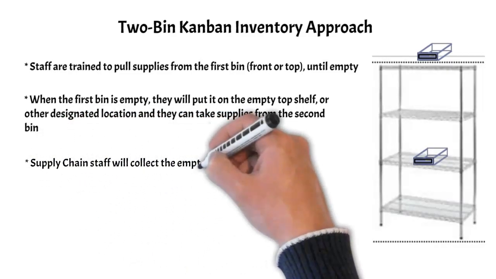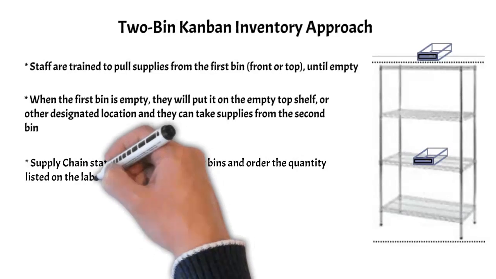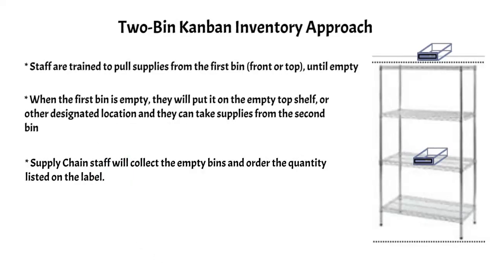When it comes time for supply chain staff to replenish a PAR location that uses a 2-bin Kanban, they will collect the empty bins, and for each empty bin, they will order the quantity that is listed on the label. In many situations, this process is simplified such that the supply chain staff member simply scans the barcode on the label, followed by keying in a count quantity of 0. The system will then automatically calculate the reorder quantity.